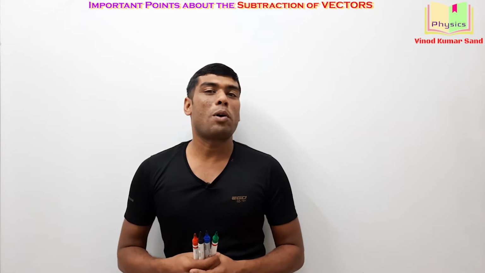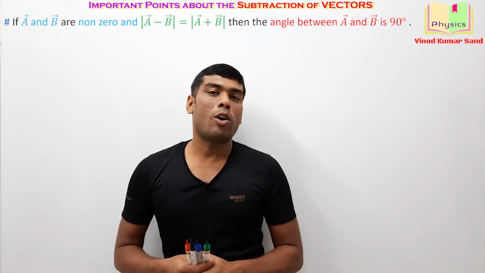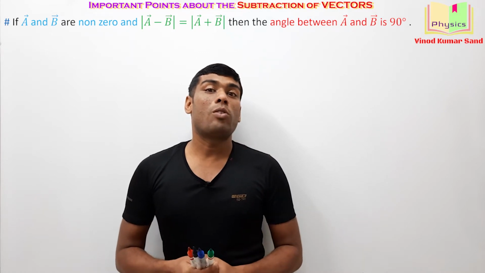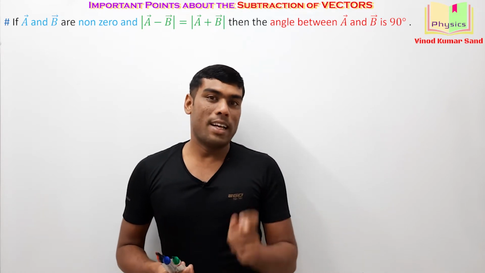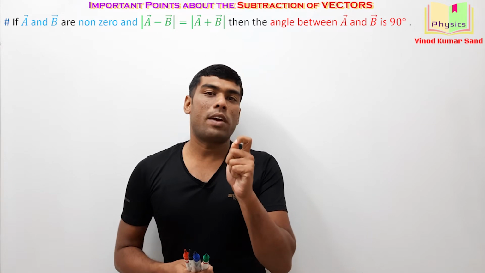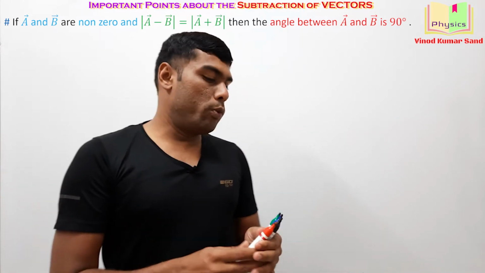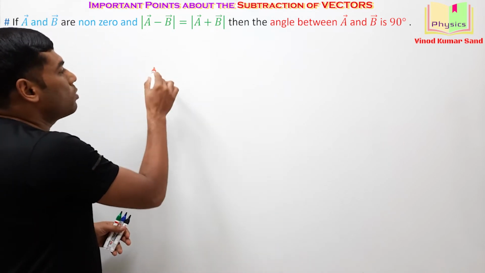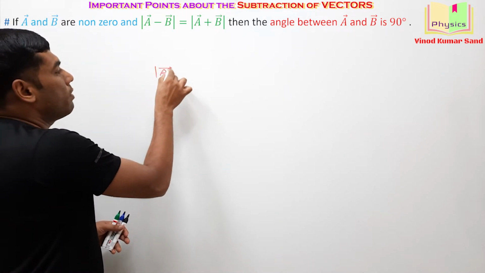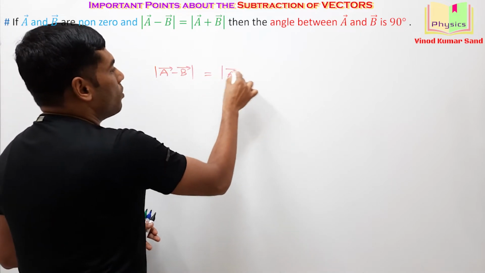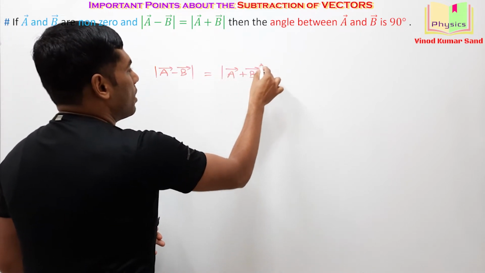Here is the third important point. If mod of A vector minus B vector is equal to the mod of A vector plus B vector, then the angle between A vector and B vector is 90 degree. Let's prove it. According to the given data, mod of A vector minus B vector is equal to the mod of A vector plus B vector.